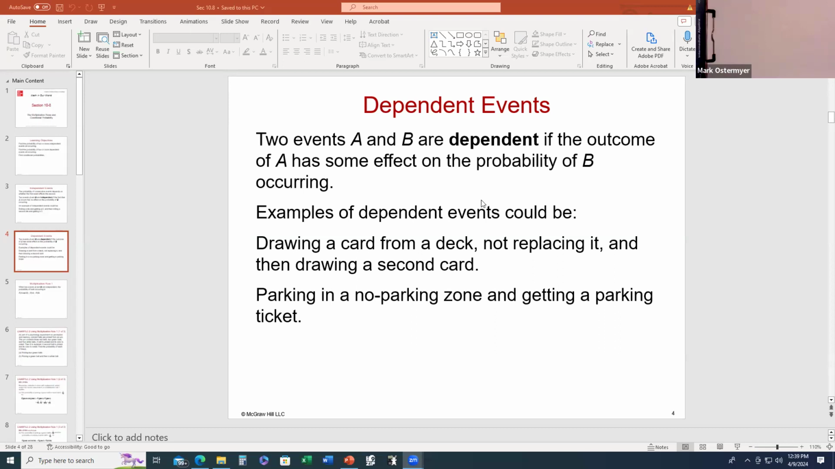Here's another example. Suppose I define event A to be that I choose a 6 from a deck of cards, and I define event B to be that I choose a diamond from a deck of cards. Well, those are not independent events, especially if I do the experiment without replacement.